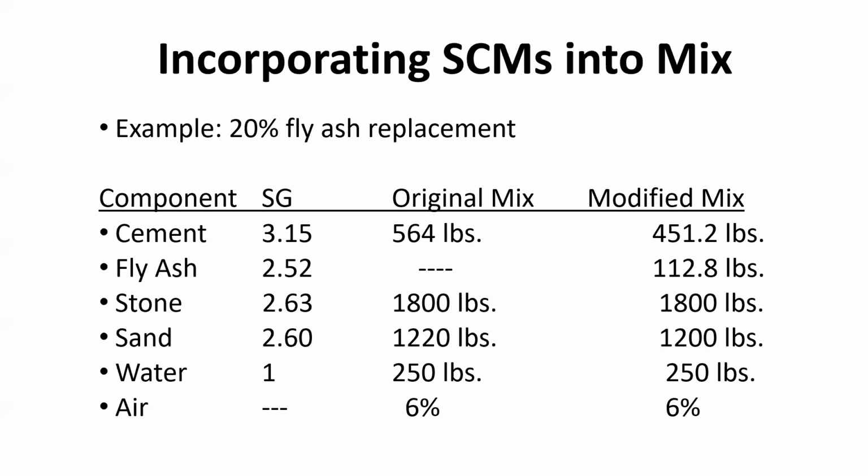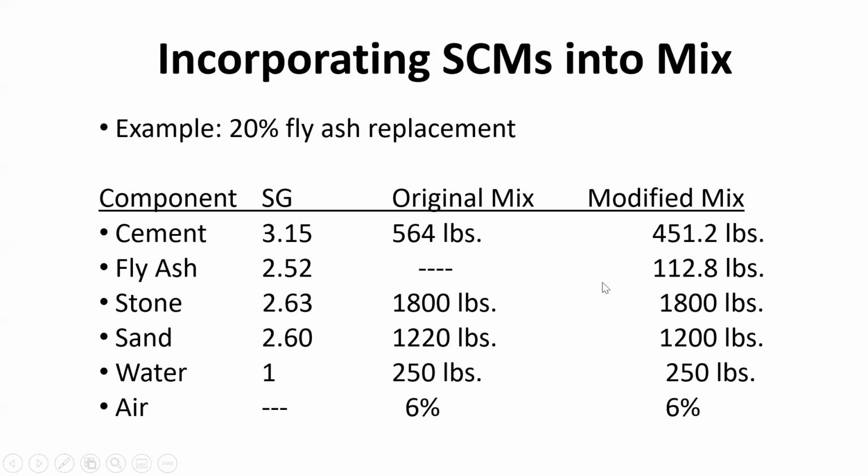So since fly ash is a little lighter, it's going to take up a little bit more volume, so you don't have to use as much sand. You took out about 20 pounds of sand, which is almost nothing. But to properly yield, you have to go through these calculations.